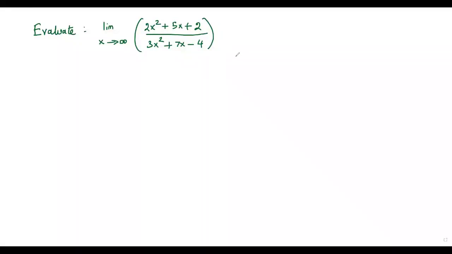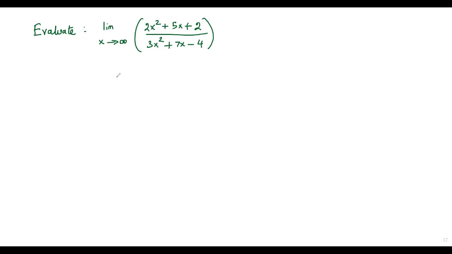Hi, here we have to evaluate the limit as x extends to infinity of (2x² + 5x + 2) over (3x² + 7x − 4). Whenever I want to evaluate a limit where the variable x approaches infinity, actually infinity means positive infinity, because the sign of infinity is not mentioned. So I have to assume it's positive infinity.